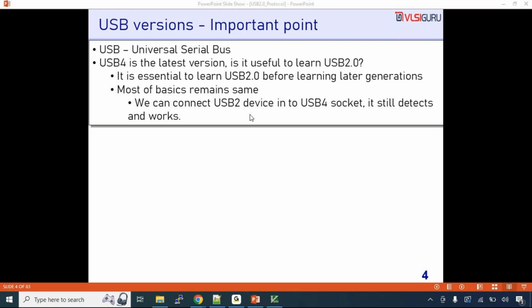That is because of backward compatibility. The concept of backward compatibility comes here because both of them have common concepts that they both support. So that means for you to learn USB 4, it is important for you to start with USB 2, then USB 3, then USB 4. That is the reason we are taking USB 2 here.